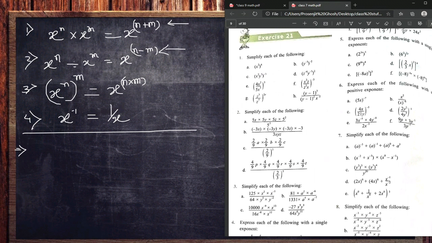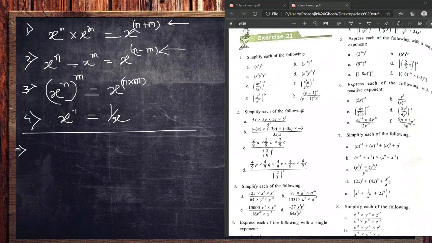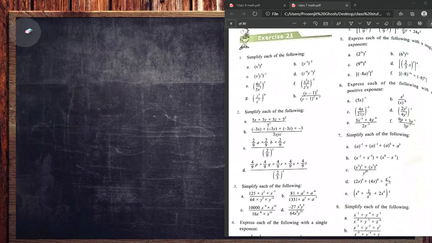So we got all these formulas one by one. I will give you the idea regarding this one. Okay, so let's erase all this. I hope you all already noted it down. Now coming to the first one, simplify each of the following. That is question 1 part B.